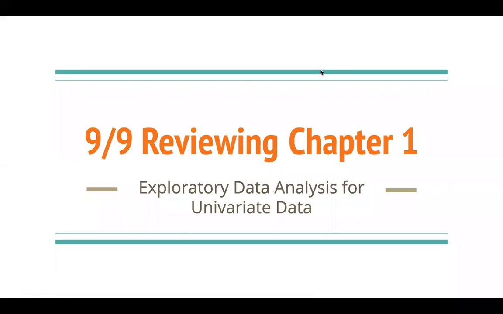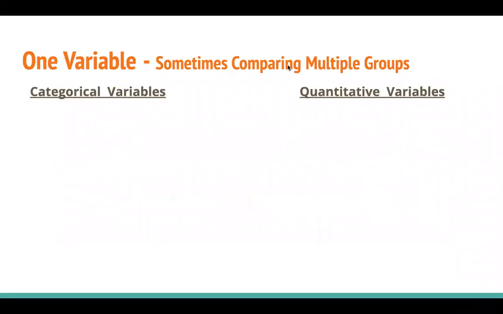All right, hello everybody. We're going to be reviewing chapter 1, which is exploratory data analysis for univariate data. Univariate data means one variable. What's going to be coming up next is we're going to look at two variables, but really we focused on one variable. We did sometimes compare multiple groups, but we were looking underneath really at one variable.